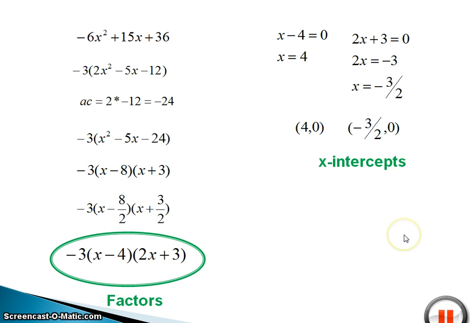Now don't forget this important step of solving, taking your factors and finally solving for x. Otherwise, all you've done is factor. You haven't really solved for x. Now pause and write down this entire example.